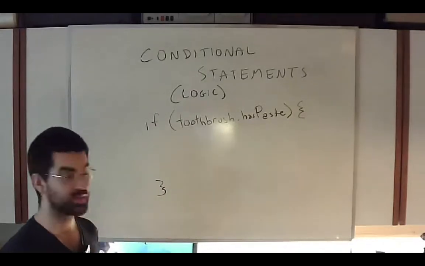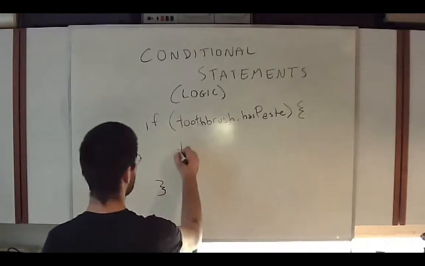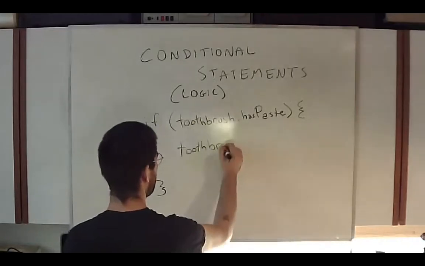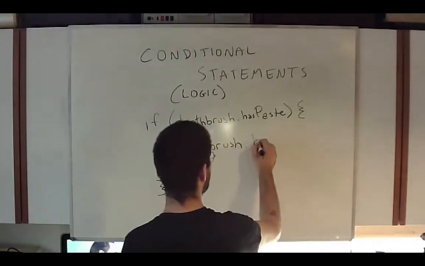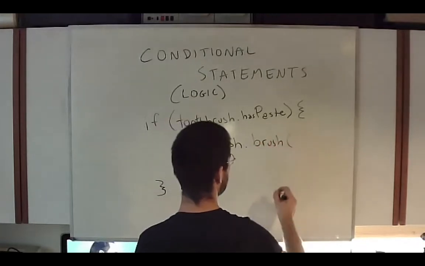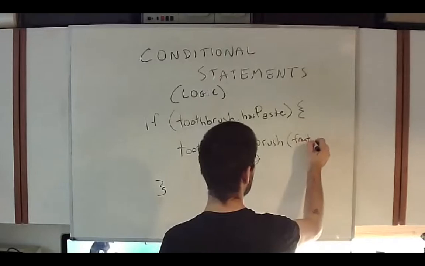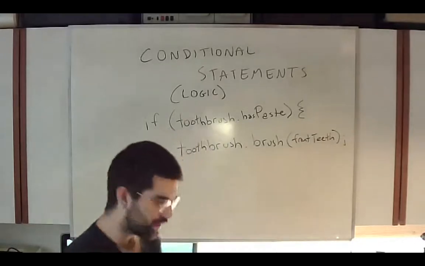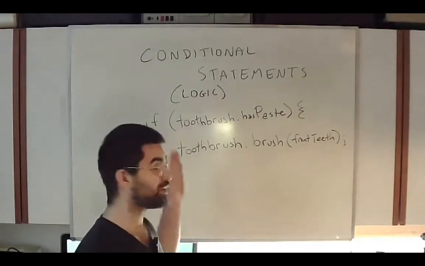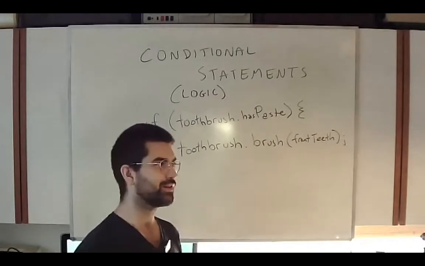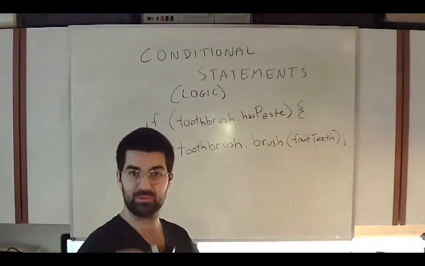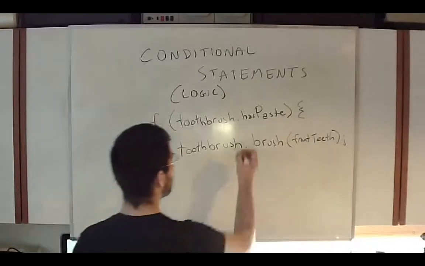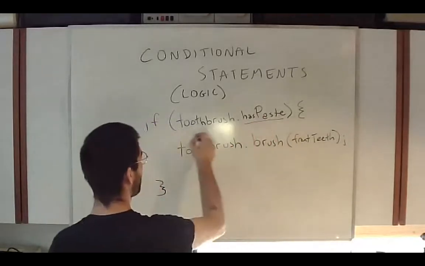And so then what we're going to do is say something like toothbrush dot brush front teeth. And so here we can look at this bit of pseudocode. Pseudocode meaning code that's not really code, but operates on the same logical conditional structure, basically. So here we have this attribute, the attribute of this object.